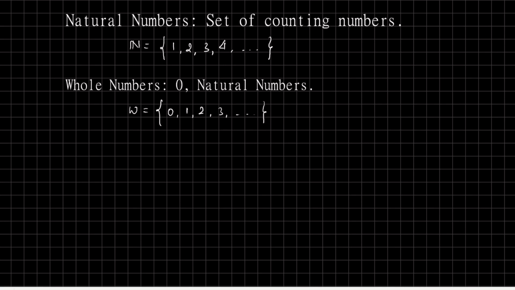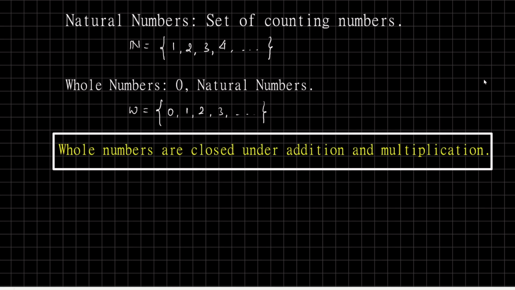Whole numbers are closed under addition and multiplication. What do we mean by closure? Whenever we take two whole numbers and add, for example, 2 plus 3, we get the result 5. Or we add 1 plus 10, we get 11. No matter which whole numbers we choose, adding them always results in a whole number. Whole number plus whole number is always a whole number, and this is called closed under addition.